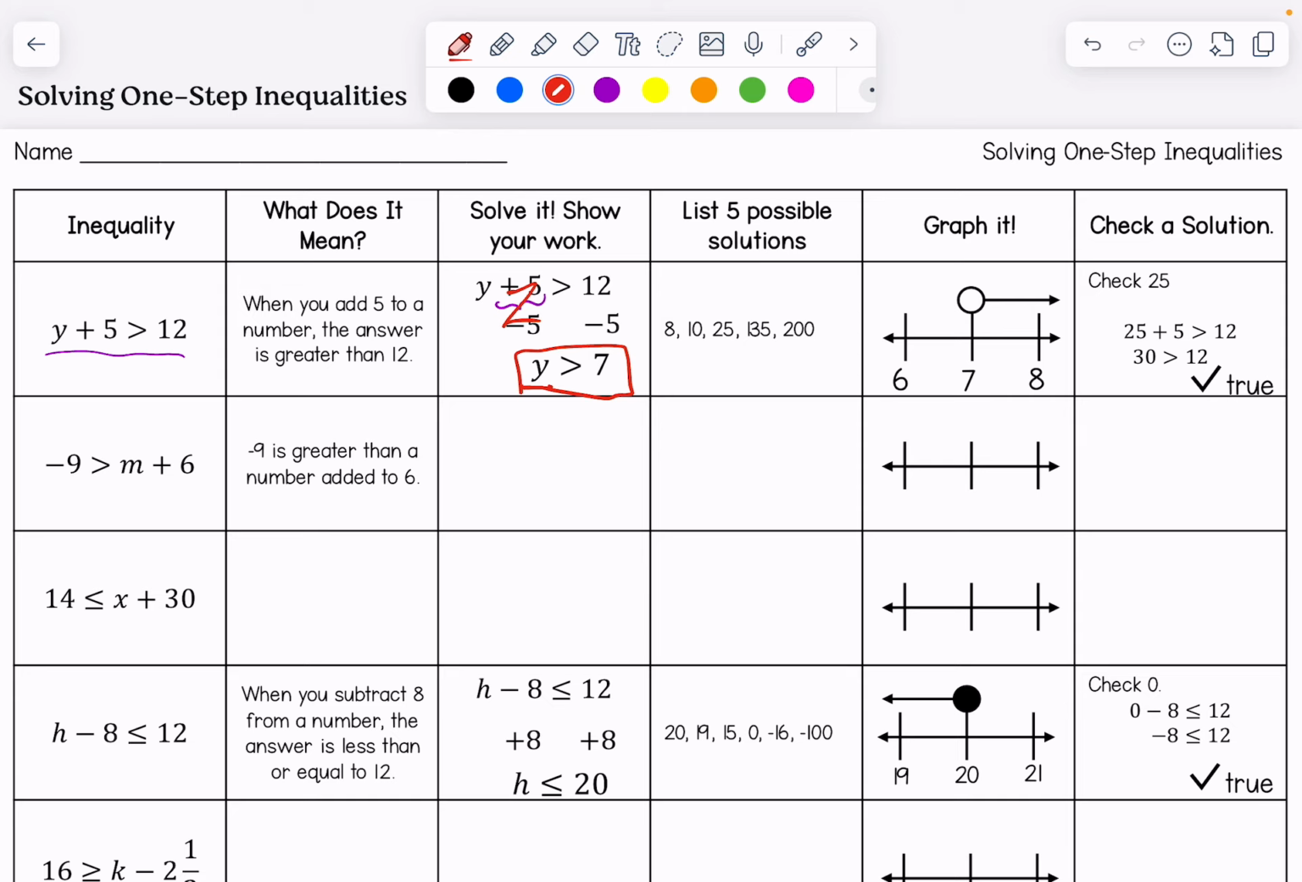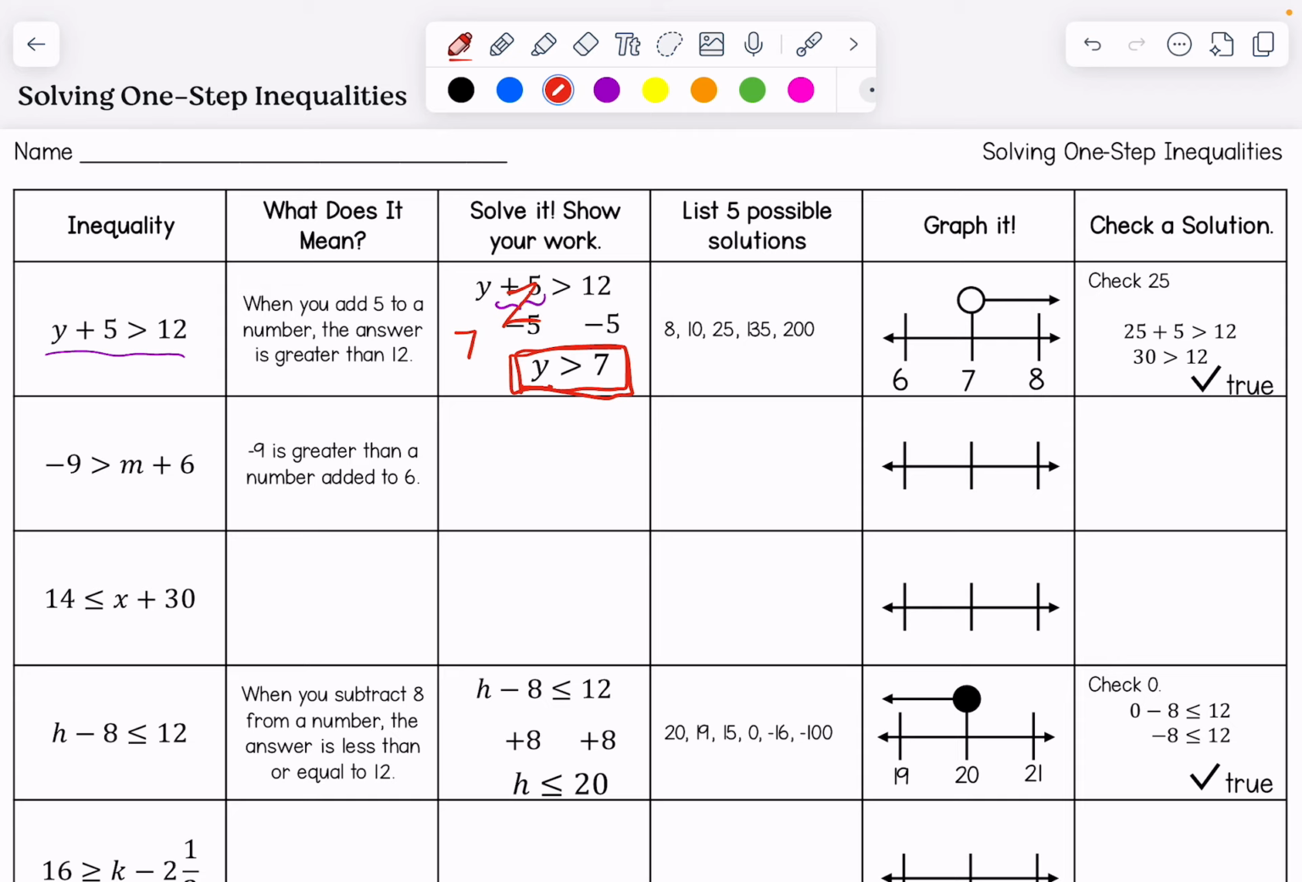When we used to solve equations, we could just write 7 and that would be a complete answer. Because we're solving inequalities, y doesn't actually equal 7, y has to be greater than 7. So we need to make sure that we write our solution with a variable, an inequality symbol, and a value.